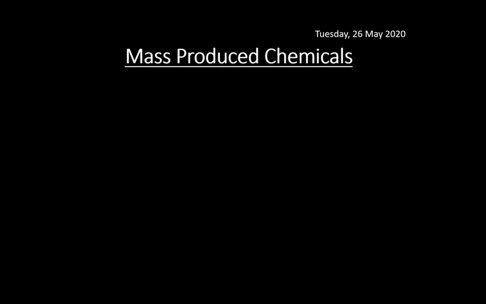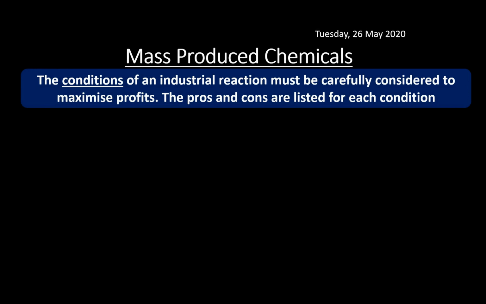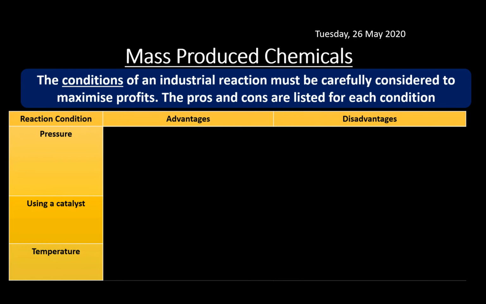Okay, so just staying on the mass-produced chemicals side. The conditions of an industrial reaction must be carefully considered to maximize profits. The pros and cons are listed for each condition. This is vital because when a chemical firm is making a product or a chemical or whatever it is, they've got to normally use pressure, heat, or some form of catalyst to help the reaction go. So we're going to be looking at the pros and cons of these different types of conditions here.